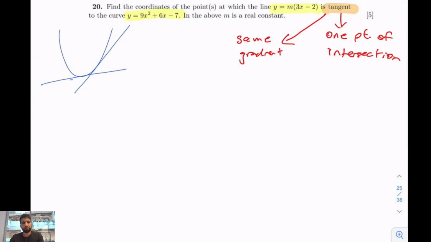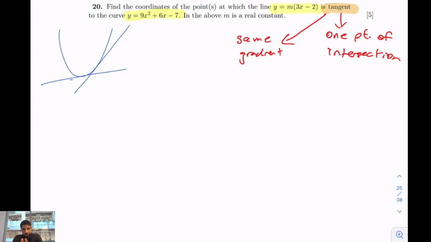So these are two pieces of information. They are really useful in these type of questions, in that just by knowing this is a tangent, we are able to write two equations. We have got two starting points really. We know that they have the same gradient, so from that I'm thinking differentiation, equating gradients, and one point of intersection, I can try to solve them.